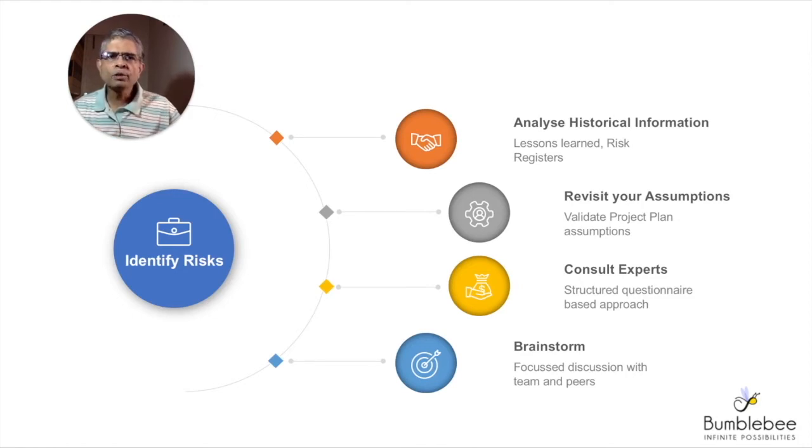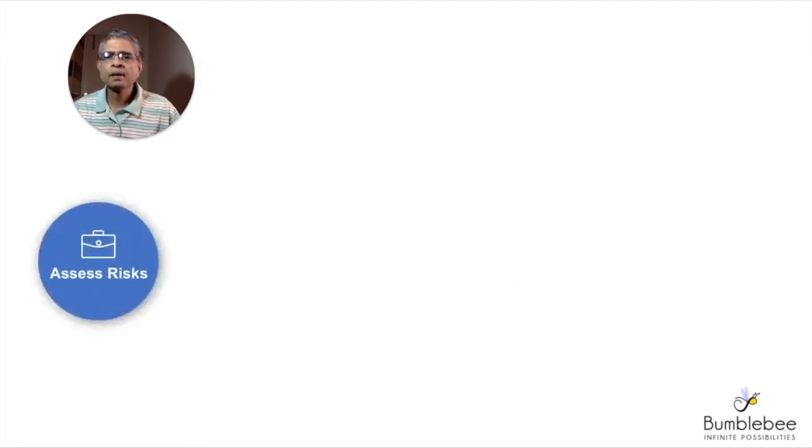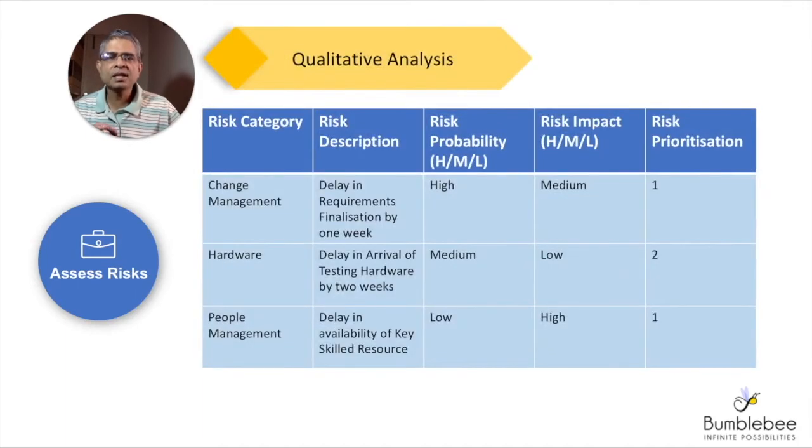Let's now move on to seeing how we can assess risks. There are 2 broad ways of assessing risks. The first is the qualitative analysis. Assess risks in a qualitative way. In this, you note down risks based on risk category, then give a brief description of the risk as you see it, and a qualitative probability of the risk.